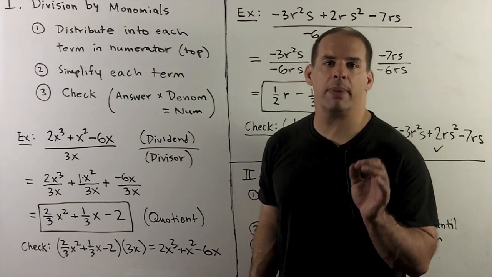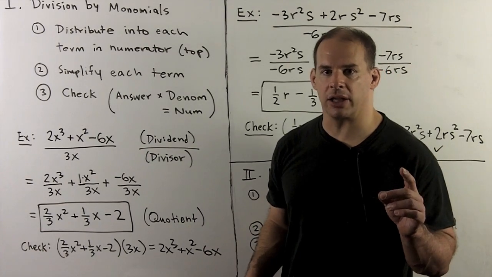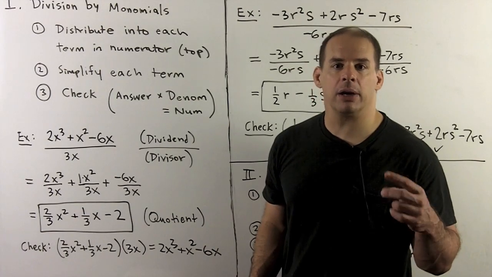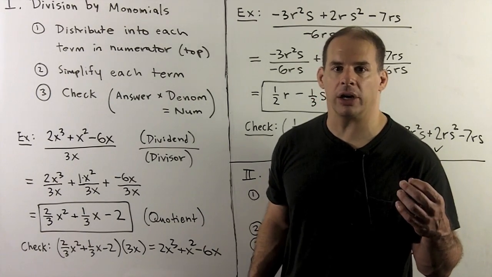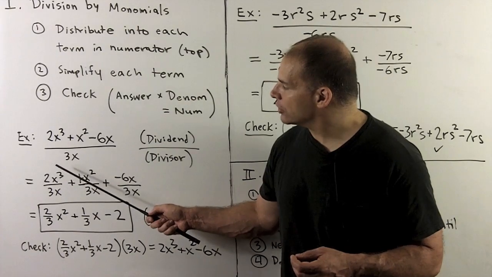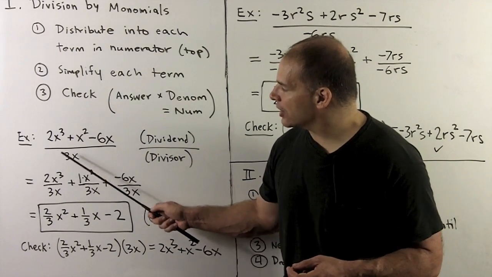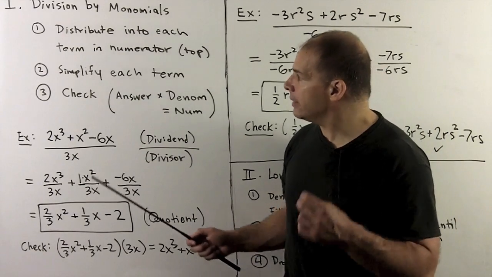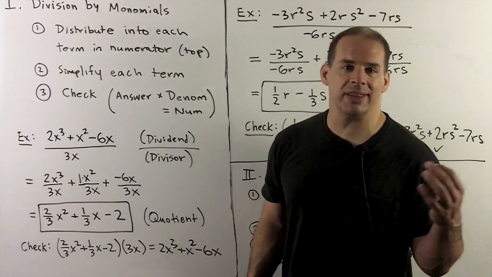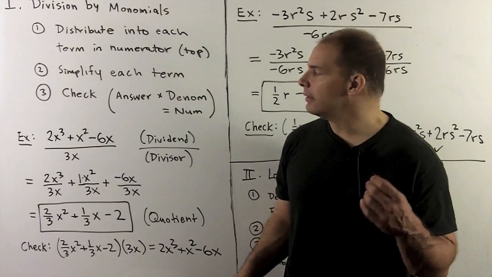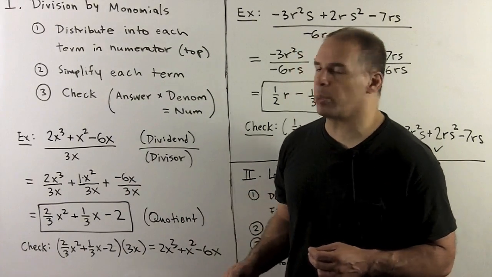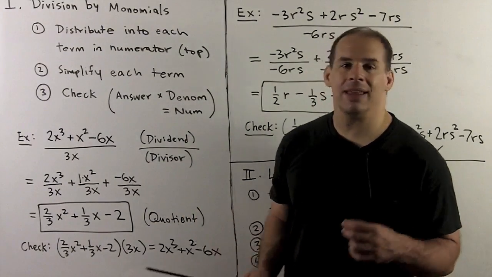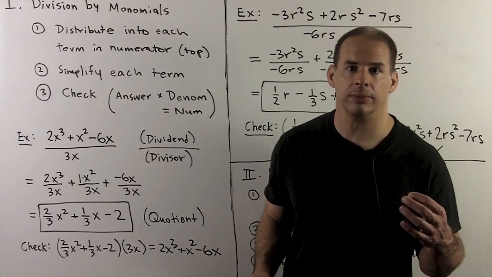First stage, division by monomials. Here we have a short checklist. The main idea is in the first step, which is to distribute our denominator, the monomial, into each term in the numerator. This is going to allow us to write our fraction as a sum of terms in the form monomial over monomial. Then we can simplify each of those terms using the exponent rules. Finally, using the abstraction on the previous board, we can check our work. We just take our answer and multiply by the denominator, and that's supposed to give us the numerator.